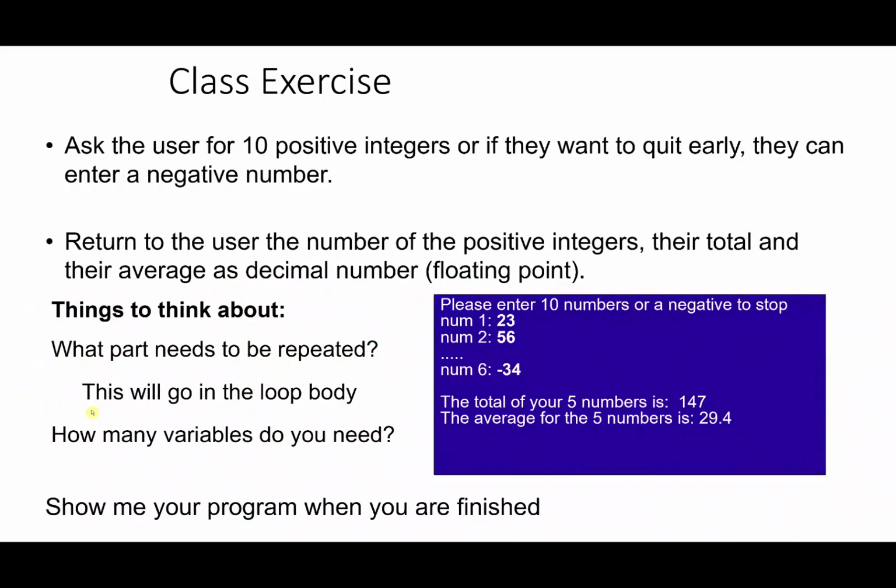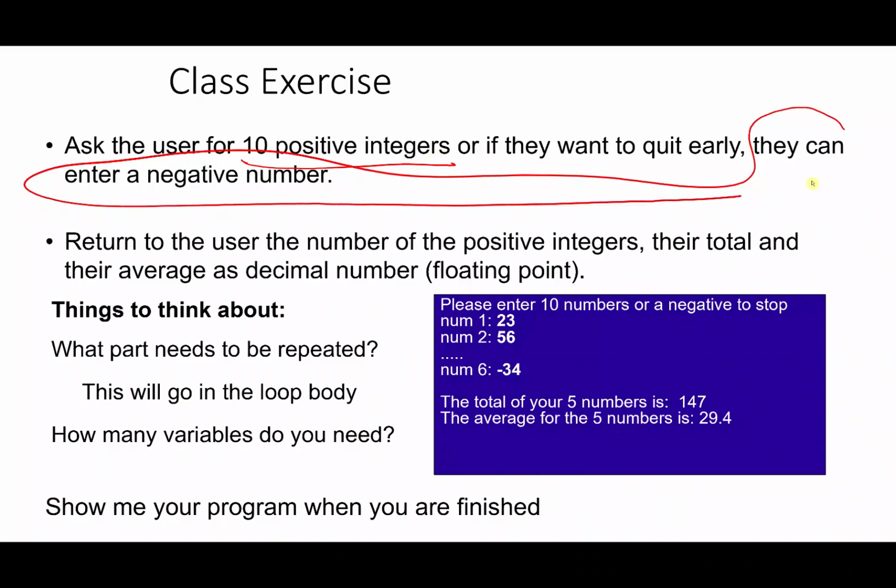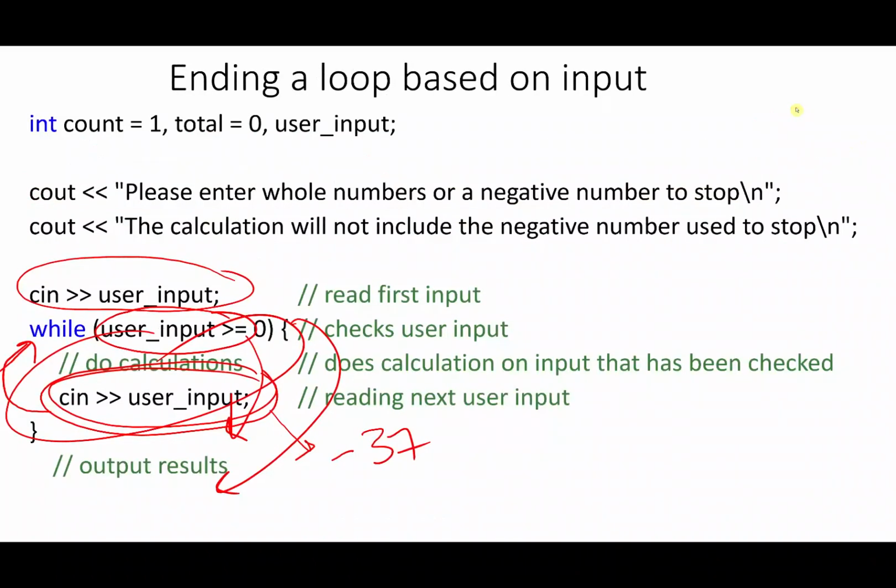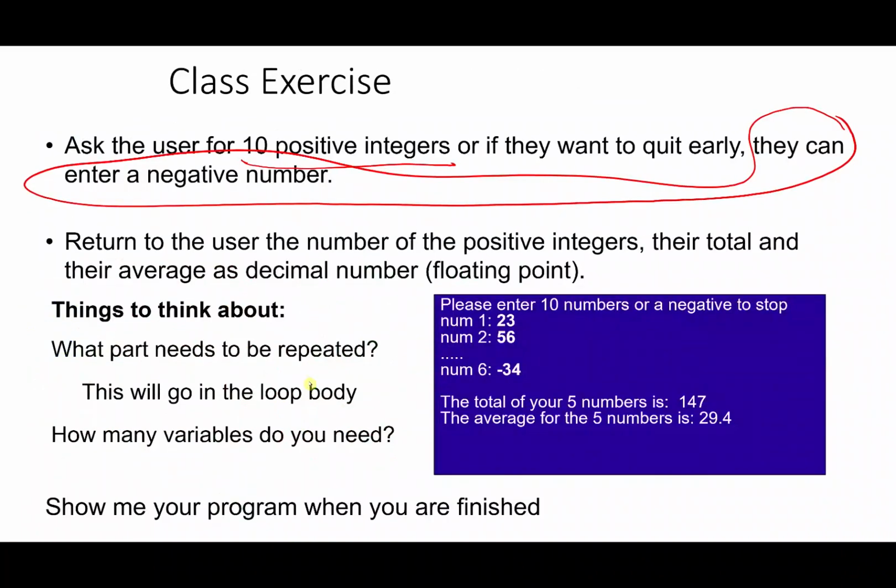Okay, so your class exercise right now is to ask the user for 10 positive integers, or if they want to quit early, they can enter a negative number. It's going to be something similar to this slide. So you do it. Ask the user to enter 10 positive numbers. They can choose to go up to the 10 numbers, or they can quit early after entering a few numbers by entering a negative number. It doesn't have to be negative 34 like my example. It could be negative 7, whatever negative number.